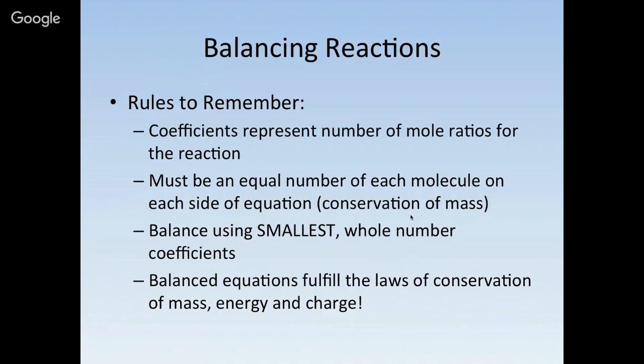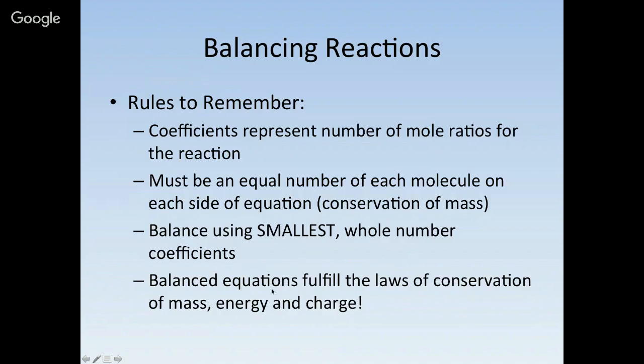You want to balance using the smallest whole number coefficients. When you balance it, you might end up with higher numbers, so always check before you write down your final answer that you have reduced it as much as you possibly can. Sometimes it's easier to figure them out with higher numbers, but make sure at the end you have the smallest numbers possible. So if everything's divisible by 2, make sure you divide it by 2.